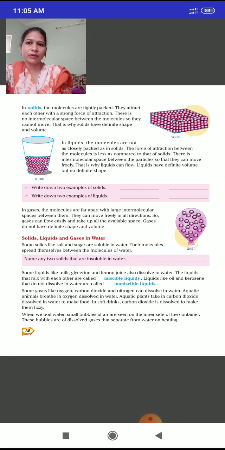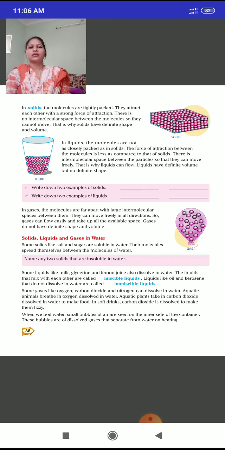It cannot change by itself until you force it or bend it. Like the board duster in school, it has a definite shape until you force it or break it down. When you break it into two parts, the shape of the duster will change. So that's why solids have definite shape and volume.